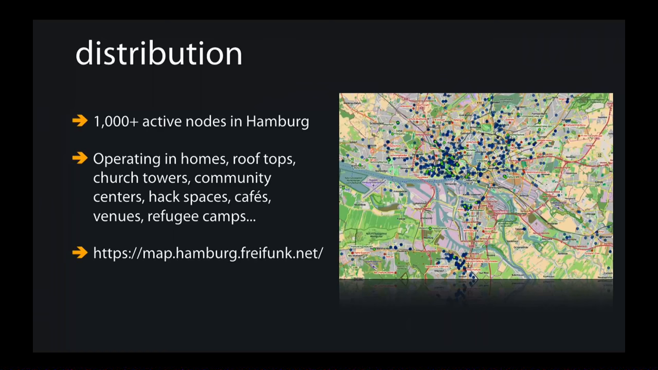Once again, since I'm from Hamburg, I take Hamburg as an example. So you would see all those little dots over the map of Hamburg, and all those are Freifunk nodes. Currently we have more than 1,000 nodes active, and they are randomly distributed throughout the city because there is no plan behind. They are set up by random people in random places. So they operate basically anywhere: in homes, on rooftops, church towers, in community centers, hack spaces, of course in cafes and venues, anywhere. And 2 or 3 years ago, we started also to provide access to refugee camps.